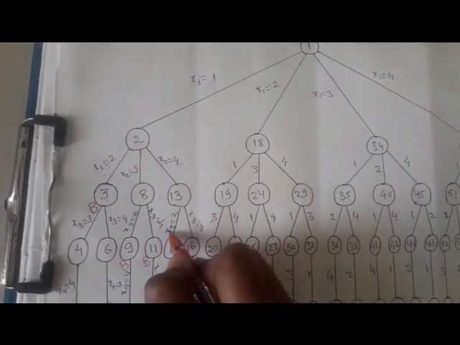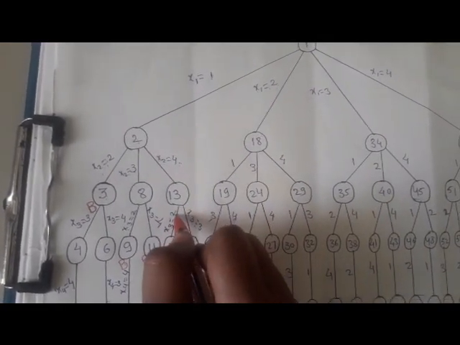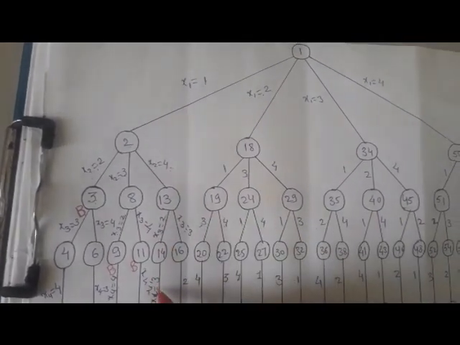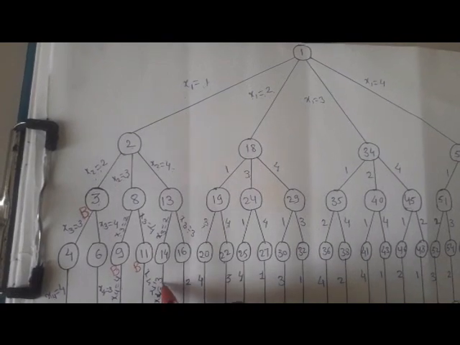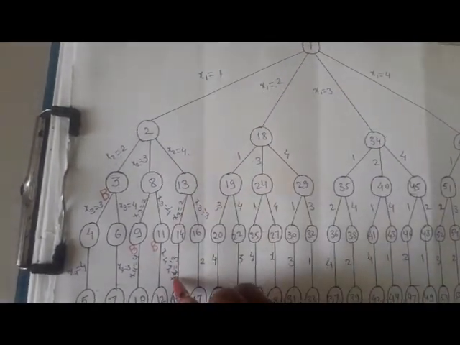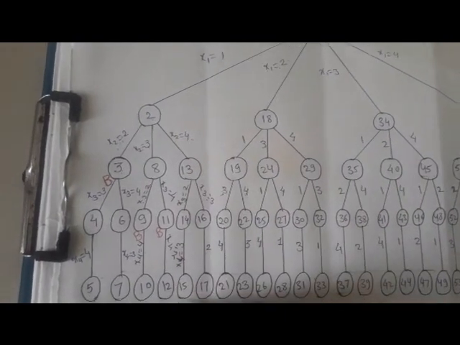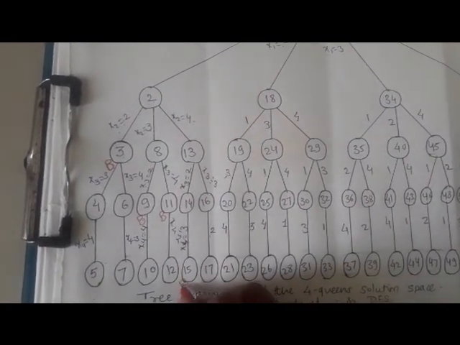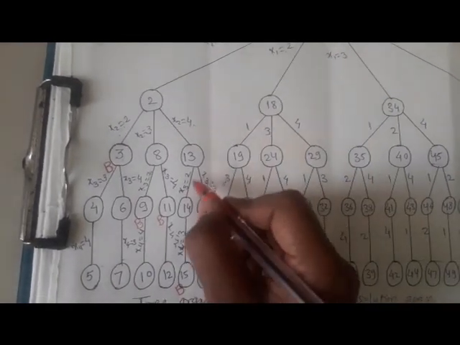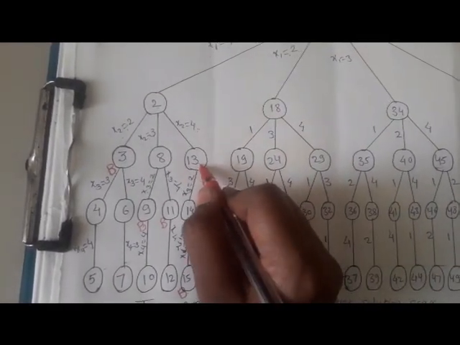Then the third queen is placed in the second column. Okay, there also it is a safe position. Then the next queen, that is the fourth queen, is placed in the third column. So this queen can directly attack here. So that's why we will backtrack here. Now we will backtrack up to this node.